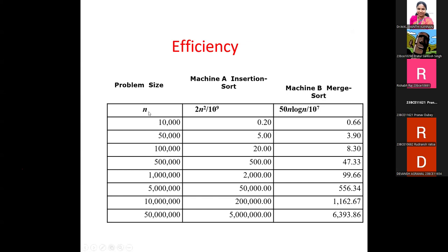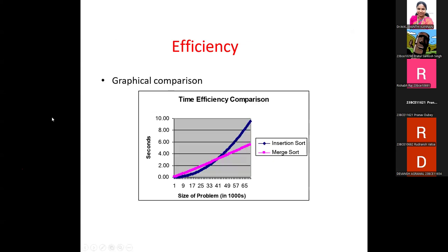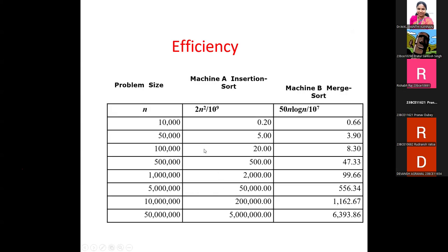Say for example, in the same bubble sort, if your input size is 10,000 numbers or 50,000 or 1 lakh numbers, it also depends on the efficiency of the machine, whether you are using a Pentium machine or Pentium 4 machine or octa-core, penta-core machine or parallel processors. Depending upon that efficiency, the number of computations per second, say it works at 1.5 gigahertz, that many pulses are generated. So in machine A, if the algorithm used is insertion sort, the time complexity for n numbers, if 10,000 inputs are given, is 2n square divided by 10 to the power of 9.